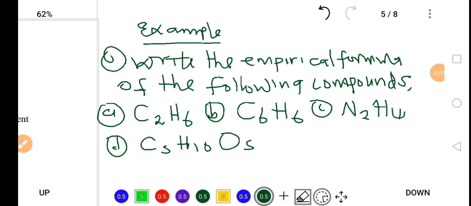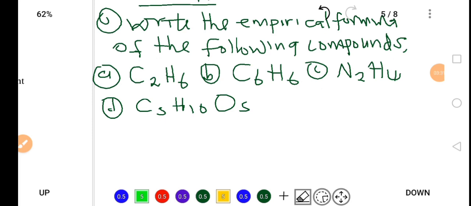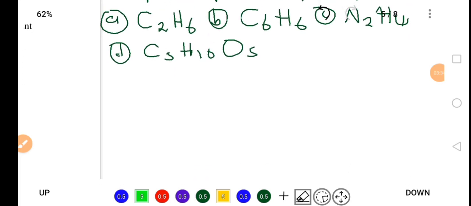Write the empirical formula of the mentioned compounds. Meaning what I have given you are the molecular compounds that are showing the actual number of atoms. Now we are talking about you writing the empirical formula which will show the simplest ratios of atoms present in each of the given compounds. So solutions.